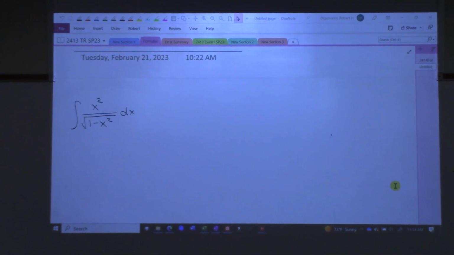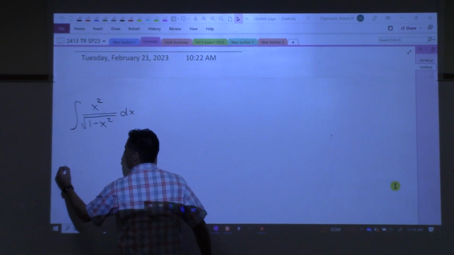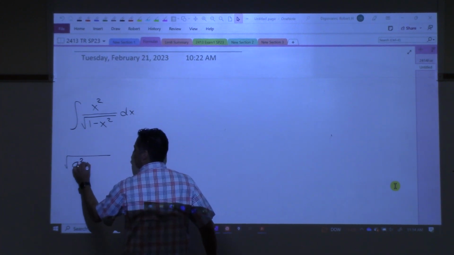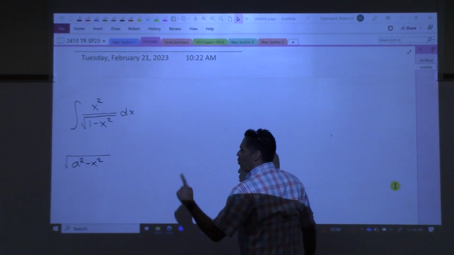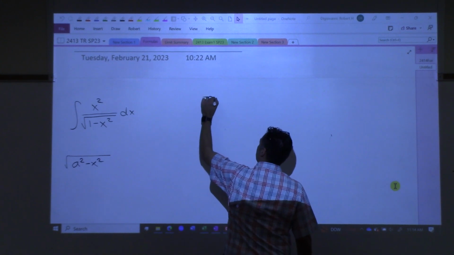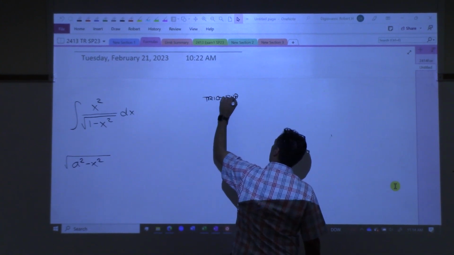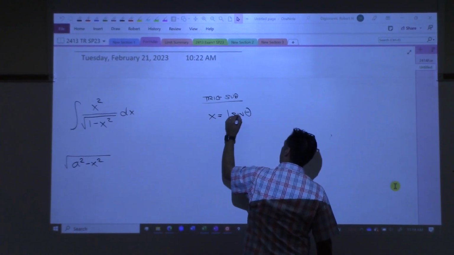The correct trig sub on this is a sine theta. Right? This right here is the form. The form we have here is a squared minus x squared. So a is 1. So our trig sub should be a sine theta. X is replaced with 1 sine theta. I don't really need the 1.